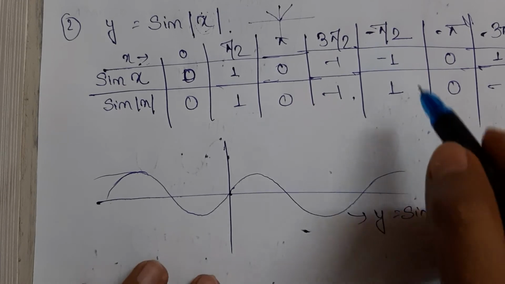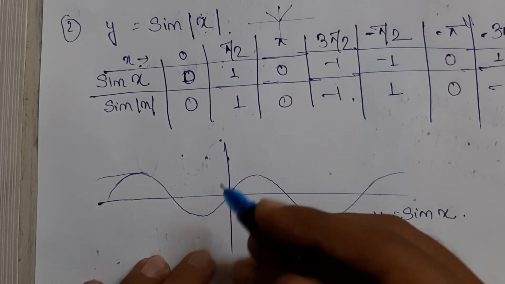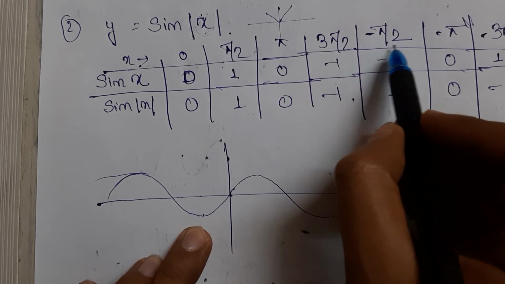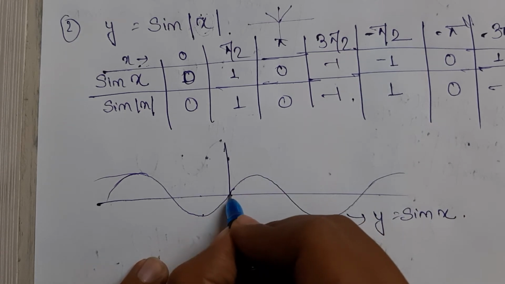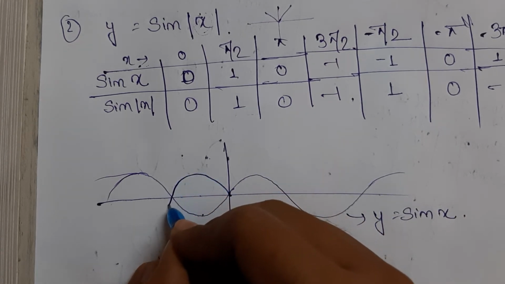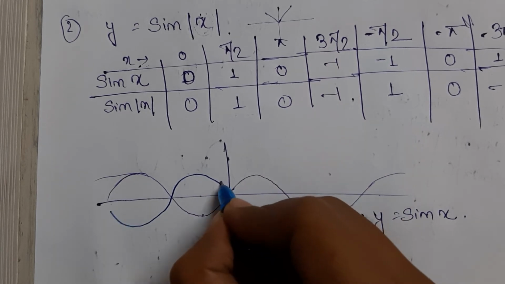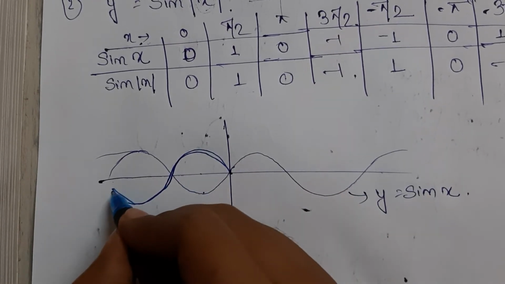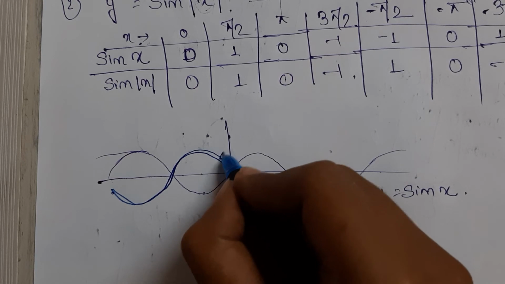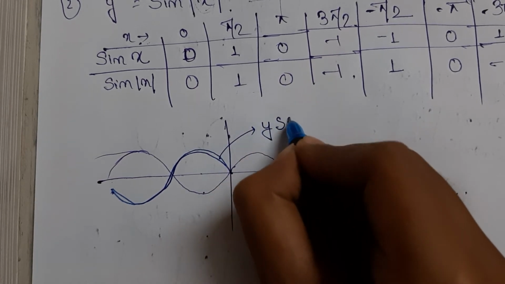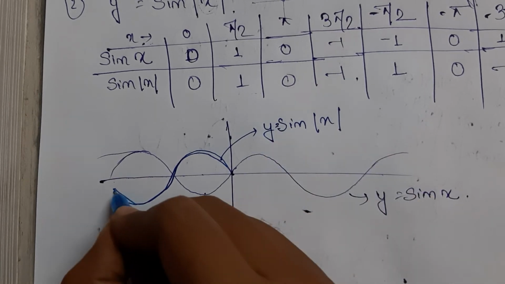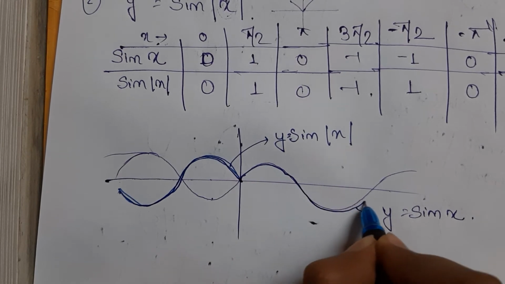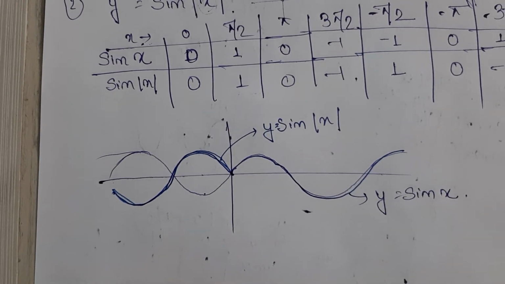What will be the change here? See, earlier when it was minus pi by 2, or this position, we would get -1, as we can see from the graph. But now when it is minus pi by 2, we will get 1. So the graph will be like this. So the resultant y is equal to sin of mod x, right? The resultant graph will be like this. I think you can understand it.